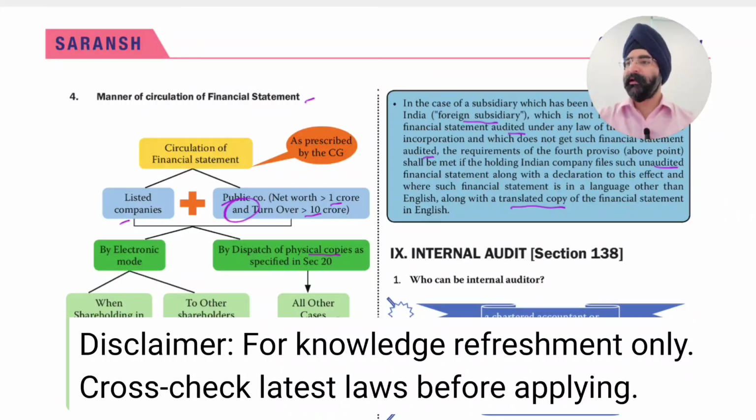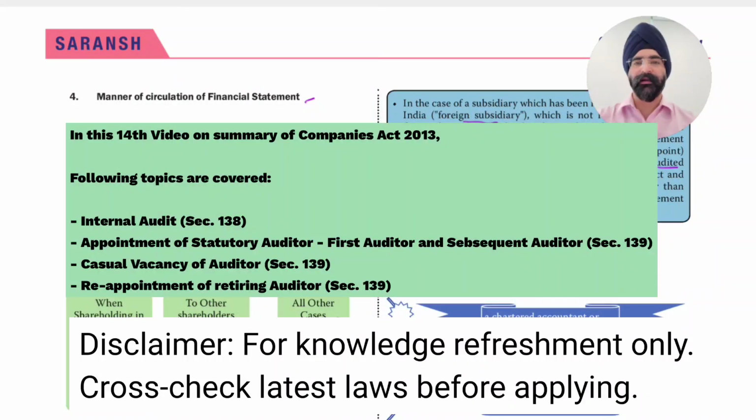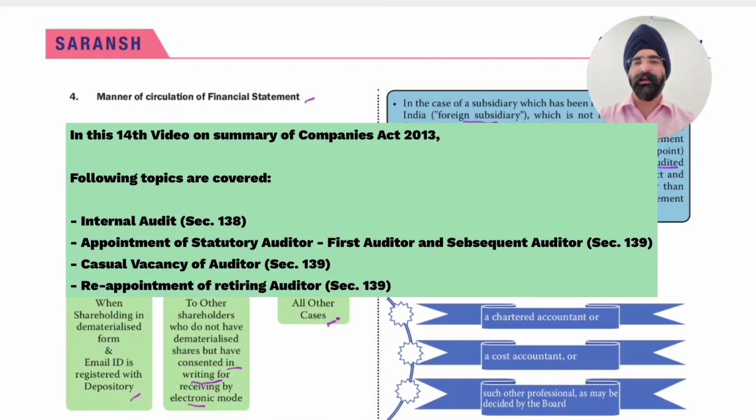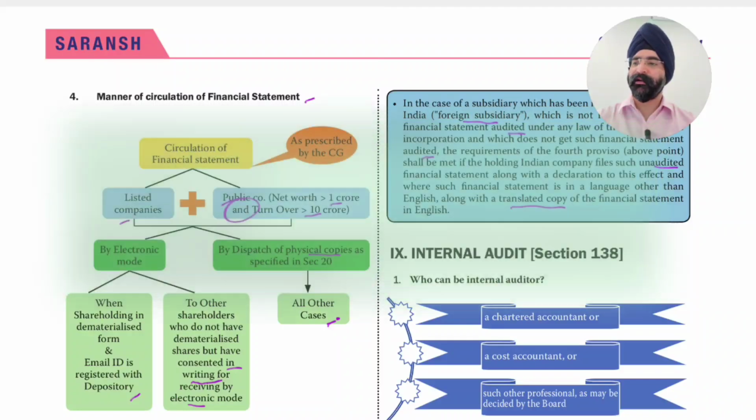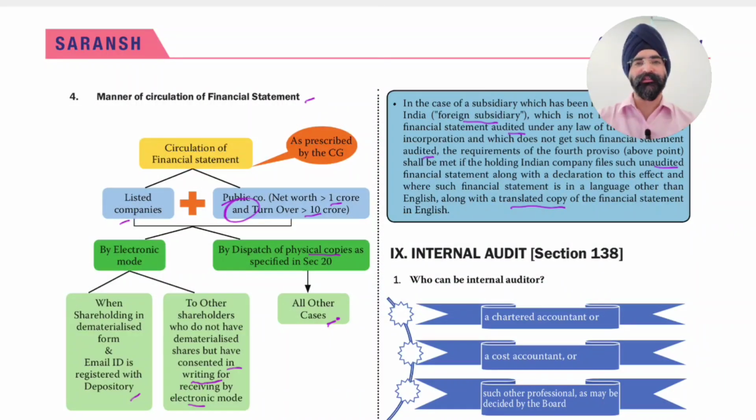In our last 12th video, we had covered when it is not necessary to constitute a CSR committee under section 135, where the board can fulfill all the requirements of the CSR committee. Then next is the entitlement of members to receive financial statements, the manner of circulation of financial statements, and filing of financial statements with ROC under section 137.